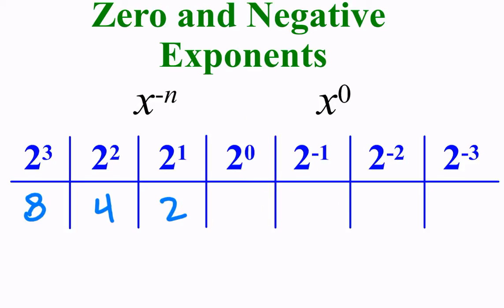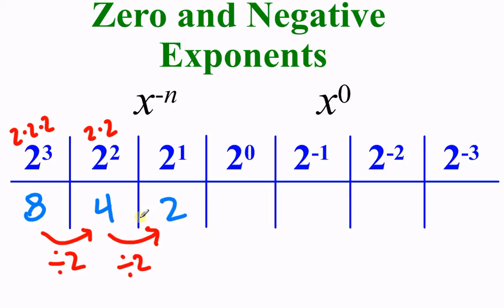Let's just look at what's been happening so far in the table. From 8 to 4, we could get there by dividing by 2. And that makes sense, because we had 3 2's here and 2 there. So if we divide one of these out, we'll now have this answer. Same thing here. If we divide this by 2 again, we'll get from 4 to 2. And this again makes sense, because 2 times 2, if we divide one of these out, we're left with just 2.